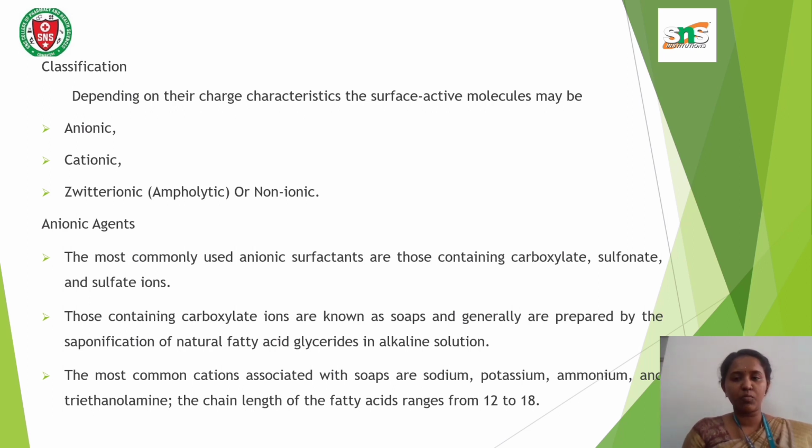The surface active molecules may be anionic, cationic or zwitterionic, that is, amphiphilic. Anionic agents: the most commonly used anionic surfactants are those containing carboxylate, sulfonate and sulfate ions. Those containing carboxylate ions are known as soaps. They are generally prepared by the saponification of natural fatty acid glycerides in alkaline solution. The most common cations associated with the soaps are sodium, potassium, ammonium and diethanolamine. The chain length of the fatty acids ranges from 12 to 18.